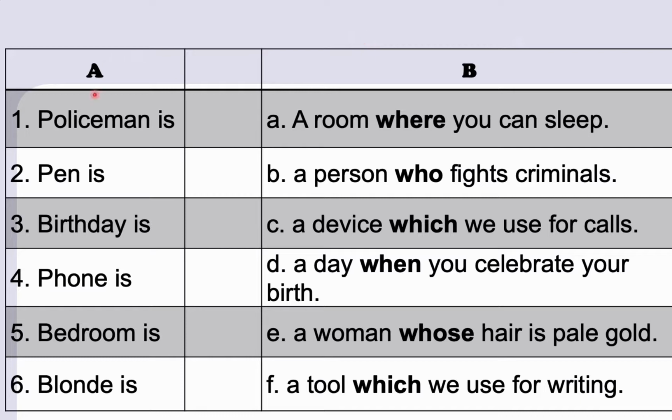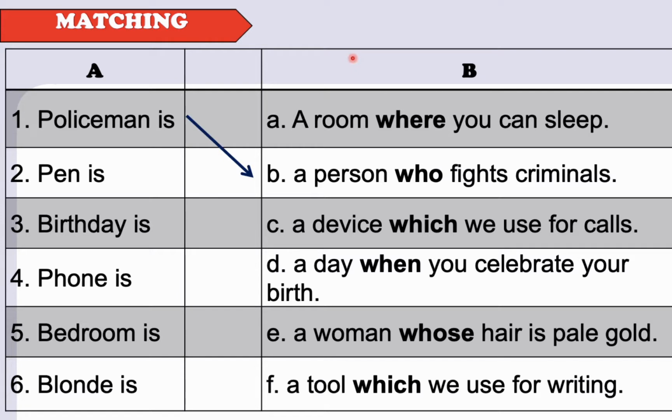First of all, what is a policeman? It is a person. And what is the relative pronoun that we use with a person? Is it where? No. Is it which? No. Is it when? No. So it is who. Very good. So a policeman is a person who fights criminals. Okay? So a pen is, good, a tool which we use for writing. Okay?